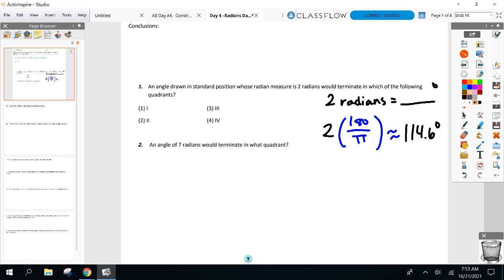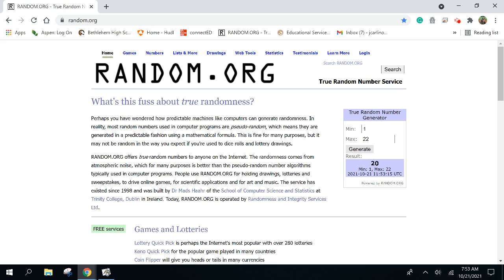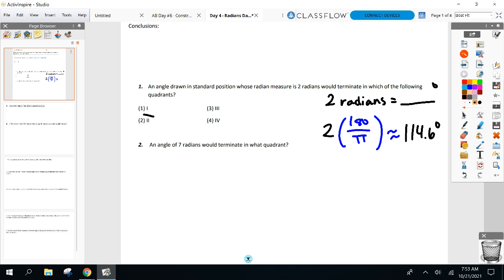I now should be able to tell you what quadrant that's in. 114.6. We're going to be in quadrant 2. Let's go. There we go. Frank, what quadrant am I in? Quadrant 2. There you go. So I just needed to convert to degrees.